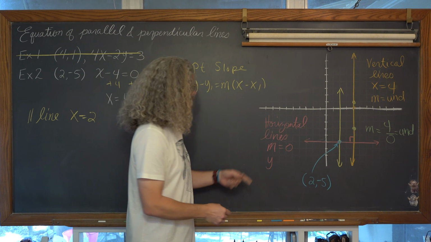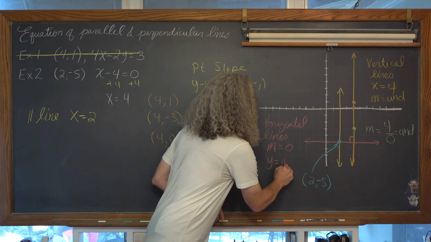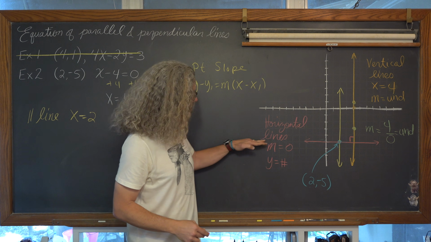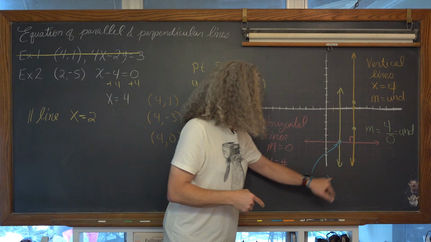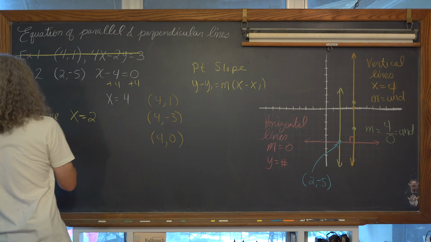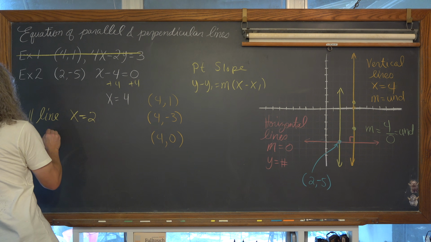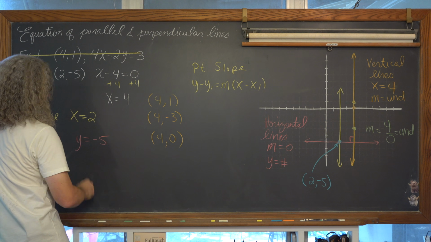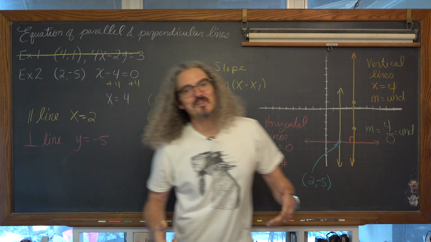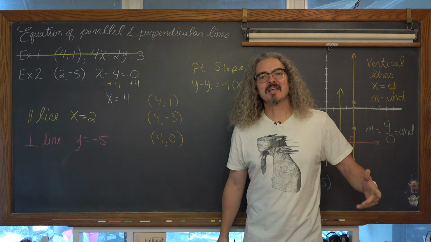So the equation of a horizontal line is going to be in the form of y is equal to some number. And the y coordinate of the point that this line has to pass through is equal to 5, and that is the equation of our perpendicular line. y is equal to, I think I just said positive 5, but y is equal to negative 5. And that is the end of my last example.